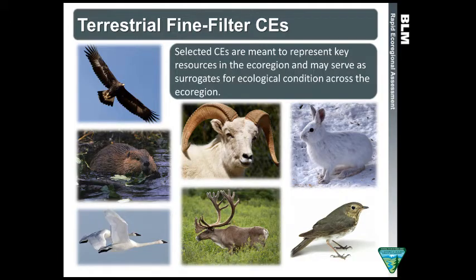All right, so as most of you have seen already, these are our terrestrial fine filters. Golden eagle, American beaver, trumpeter swan, Dall sheep, caribou, snowshoe hare, and we've swapped out the gray-cheeked thrush for the Swenson's thrush. A lot of us have had a lot of conversation about this, and it keeps coming back to the Swenson's thrush seems to be a better representative across the CYR study area, and we just have more information about it. So we will proceed from here with the Swenson's thrush.